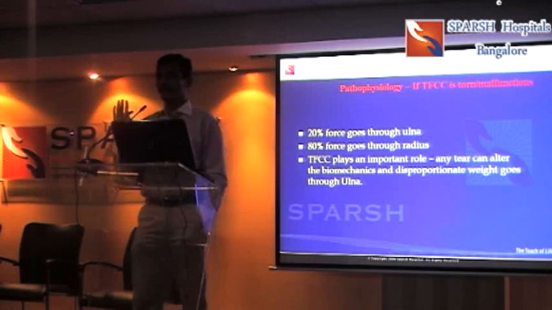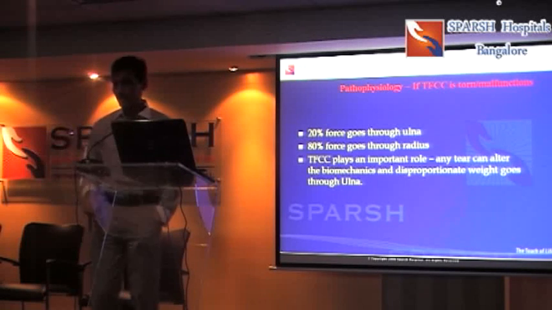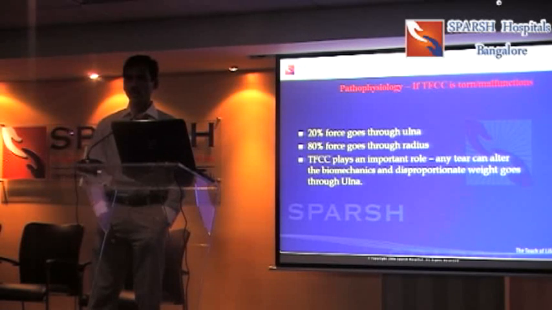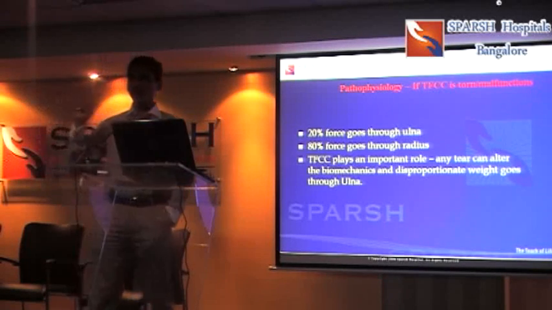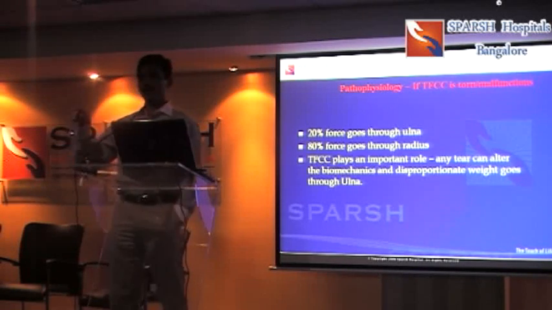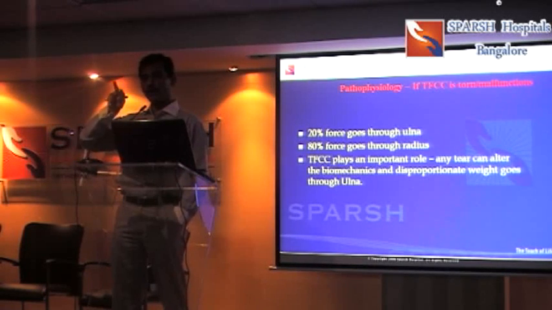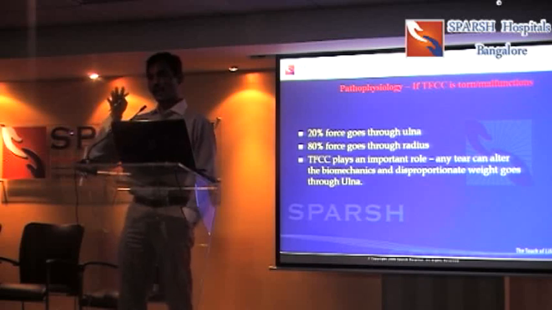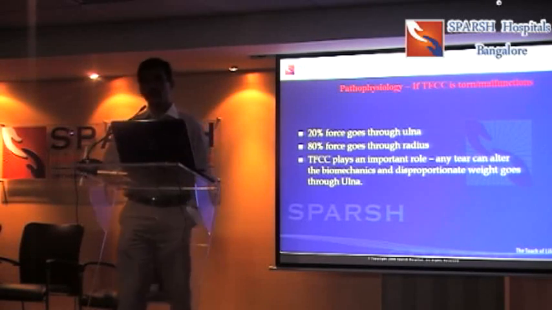Normally in the leg, the tibia takes the most force and the fibula takes less force. In the forearm, 80% of the force goes to the radius and only 20% goes to the ulna. If the TFCC is ruptured, then the biomechanics get altered, and more force goes to the ulna instead of the radius. They start developing degenerative changes.